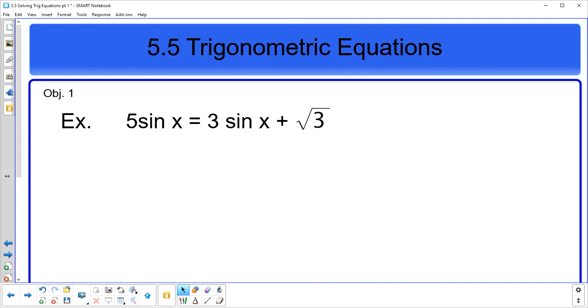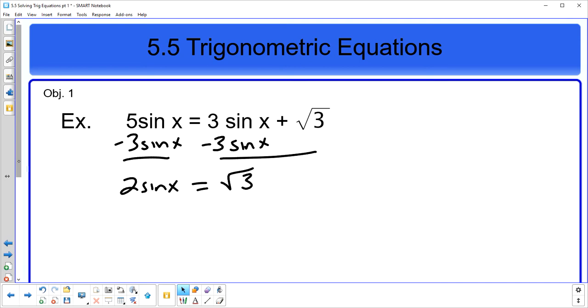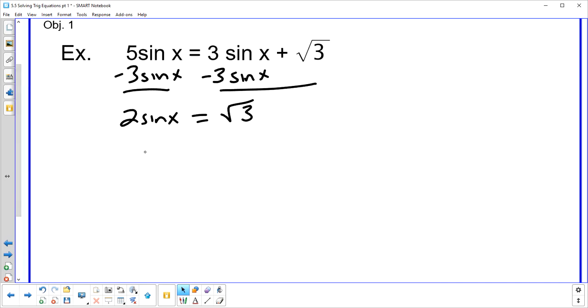An example of what that looks like, just like the algebraic equation I just showed you, same idea. Think of your trig function as an entire variable. So instead of subtracting 3x like we did before, we're going to subtract 3 sine x from both sides. Same idea, we want to get our trig function on the same side in this case. So we'll have 2 sine of x equals square root of 3. It's looking very similar to that one we did before. Same idea, divide both sides by 2, and so sine of x equals the square root of 3 over 2.